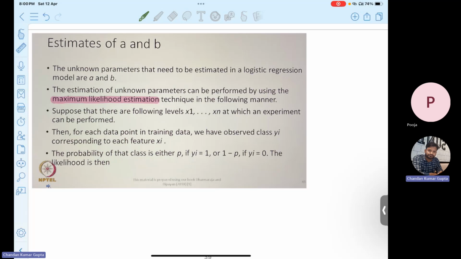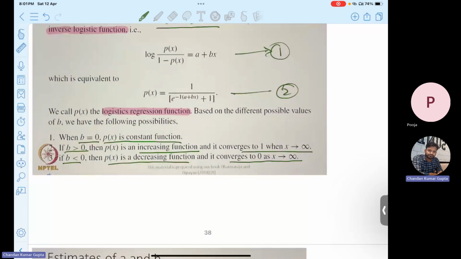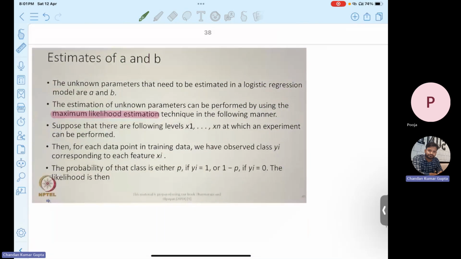Now the next is estimates of A and B. We know that the unknown parameters that need to be estimated in the logistic regression model, in equation 2 above, are A and B. We need to estimate the values of A and B. These estimates of unknown parameters can be obtained using the maximum likelihood estimation method, so we will perform maximum likelihood estimation.